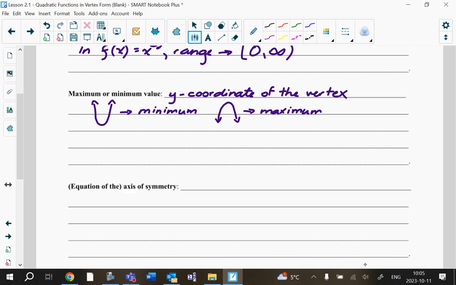So in f of x equals x squared, the most basic one, think of the graph on the previous page, is there a minimum or maximum? Does it bottom out or does it top out? It bottoms out, which means there's a minimum. And where is the minimum? At whatever the y coordinate of the vertex is. What's the y coordinate of the vertex? 0. So that's what we would say.